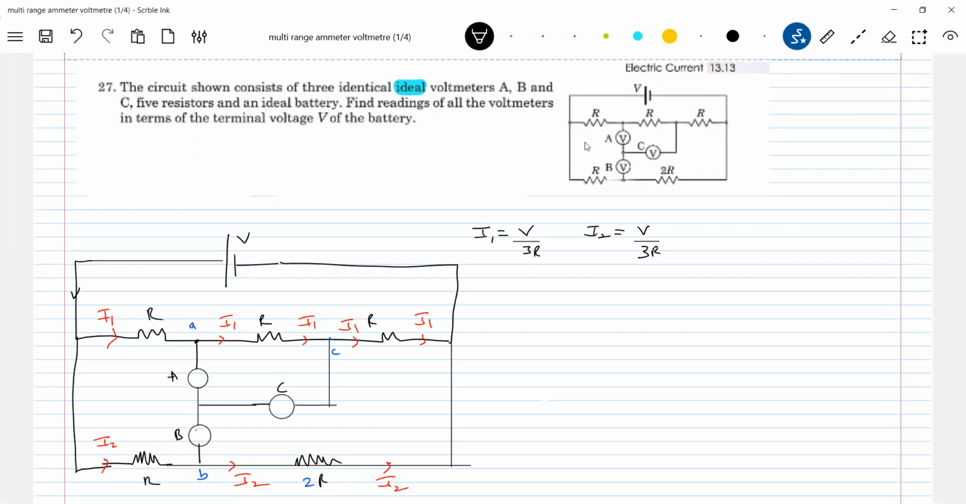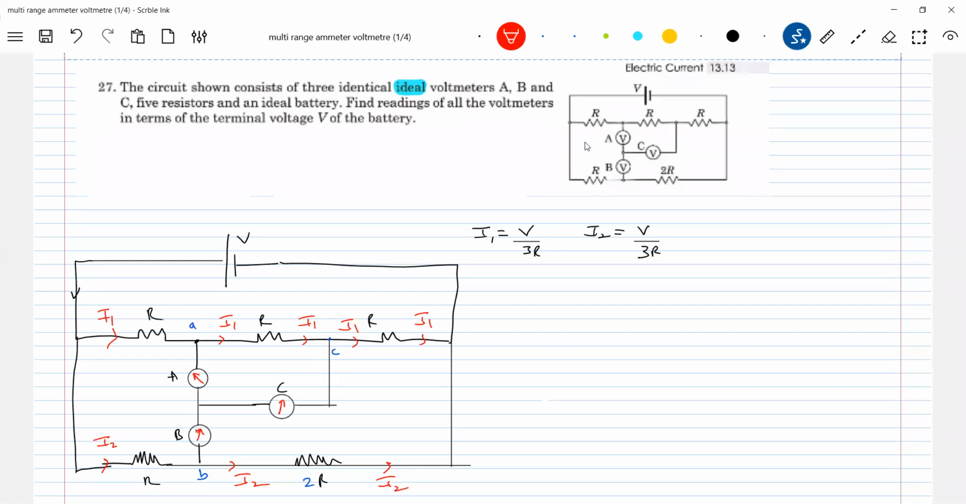As they are ideal. But it's asking the readings of the voltmeter. So the readings of the voltmeter means definitely they're open circuit, but practically, though he said ideal, for the deflection of the pointer there will be a small current. You have to come back to the basics here. Ideal means we put an open circuit, meaning no current. No current means where will the pointer be? The pointer will be at 0, no?